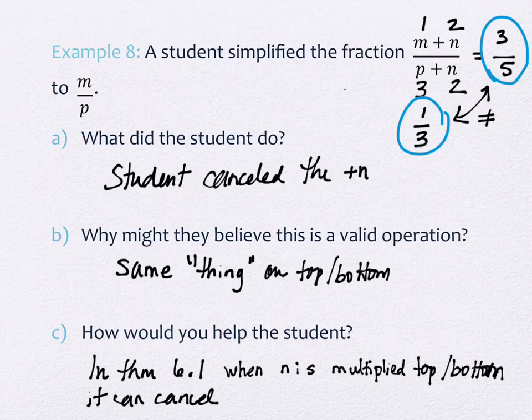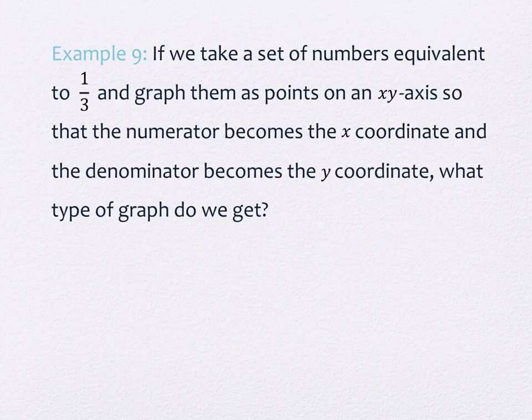All right, there's one more example in this section, and I'm going to run through it quickly just because it's interesting. It's an example from your book, and I don't even know if it's in the book still, to be honest, since they've changed editions, that comes in this section C problems, which we'll talk about in a little bit. It says if we take a set of numbers equivalent to 1/3 and graph them as points on an xy axis so that the numerator is the x coordinate and the denominator is the y coordinate, what type of graph do we get?